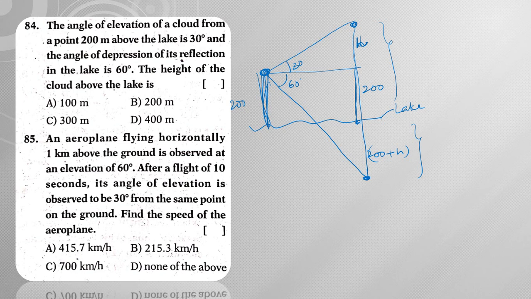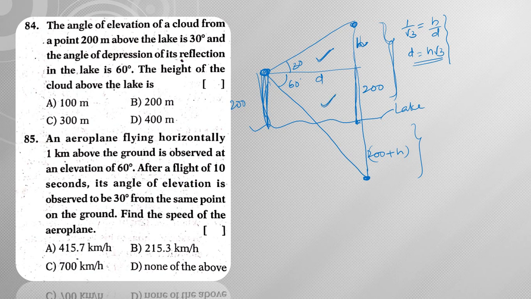Now applying the conditions, let this distance be d. Then he is asking for the height of the cloud above the lake, so this whole length I need to find out. Okay, this 200 plus h. So first of all, tan 30 is 1 by root 3. In this particular triangle, 1 by root 3 is equal to h by d. So keep it aside. From this, d is equal to h root 3, because I need the value of h, so I am eliminating d.